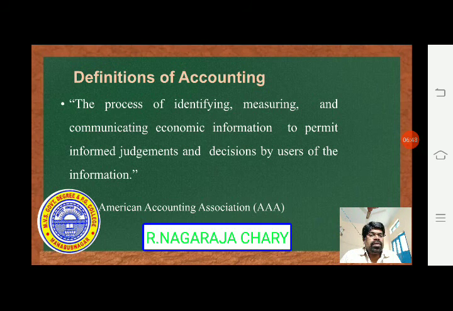Based on that data only, the decision makers will take decisions. So that is why this is the theme of the definition. Whoever it is, the definition is: accounting is a process, accounting is a language, used only to record business transactions, monetary transactions. So this is the theme of the accounting definition.